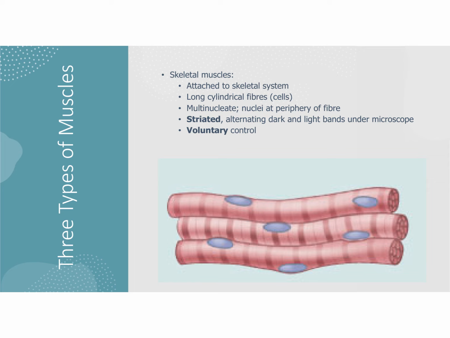These are attached to your bones and are responsible for body movement. Their cells are long and cylindrical, and uniquely, they contain multiple nuclei pushed to the outer edges of the fiber. Under a microscope, they show a striped pattern of alternating dark and light bands. Think of them like a striped rubber band stretched between 2 anchor points. Importantly, skeletal muscles are under voluntary control, meaning you consciously decide when to move them.